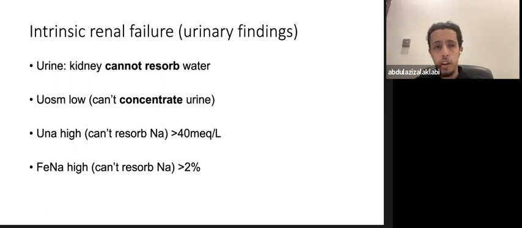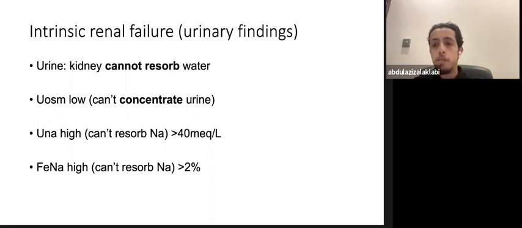Now, for the urinary findings of intrinsic renal failure, first of all, we can see that the kidneys cannot reabsorb the water. As you said, the kidneys themselves are dysfunctional. The tubular cells cannot reabsorb the water. As a result of not reabsorbing water, the urine osmolality will be low. That means the concentration is low because there's a lot of water that cannot be reabsorbed. Therefore, in the urine, you're going to have a low urine osmolality.